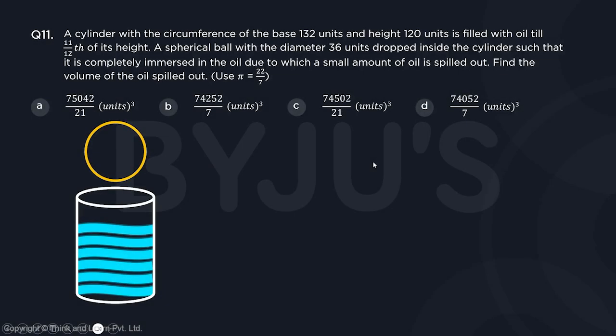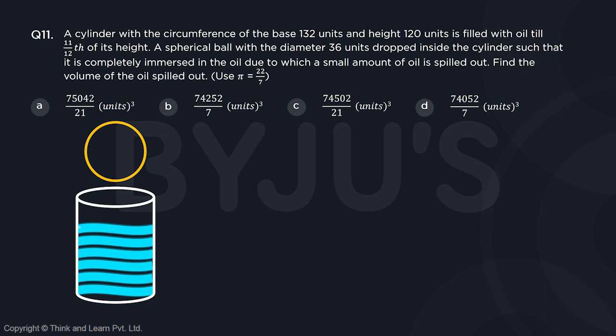Question number 11. A cylinder with the circumference of the base 132 units and height 120 units is filled with oil till 11 upon 12th of its height. A spherical ball with the diameter 36 units is dropped inside the cylinder such that it is completely immersed in the oil, due to which a small amount of oil is spilled out. Find the volume of the oil spilled out.